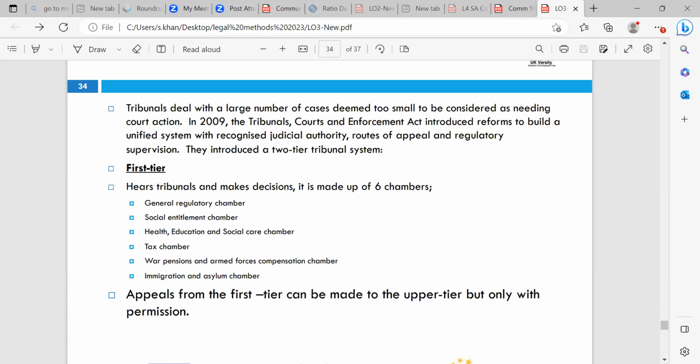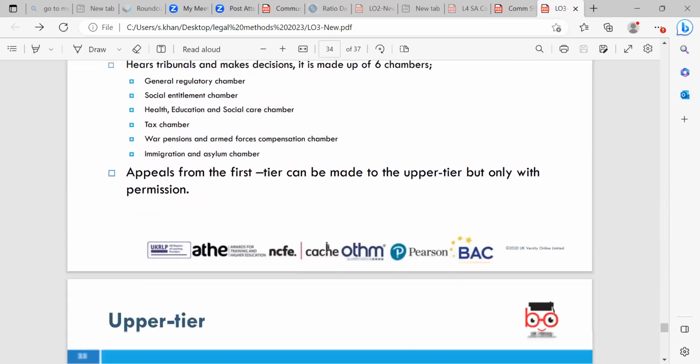It is made up of 6 chambers: General Regulatory Chamber, Social Entitlement Chamber, Health, Education and Social Care Chamber, Tax Chamber, War Pensions and Armed Forces Compensation Chamber, and Immigration and Asylum Chamber. Appeals from the first tier can be made to the upper tier, but only with permission.